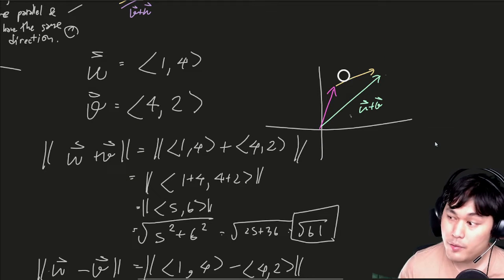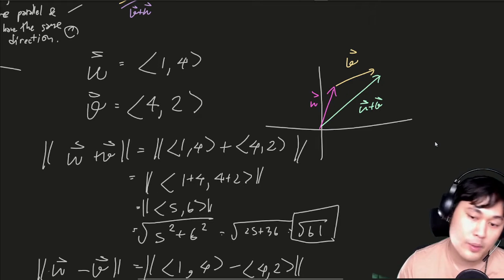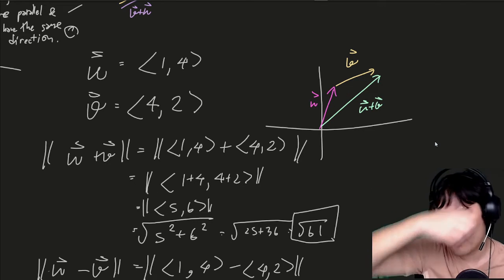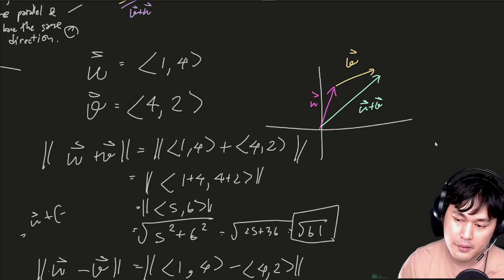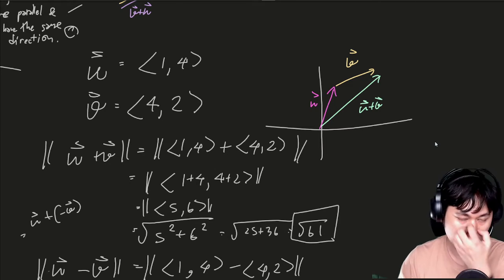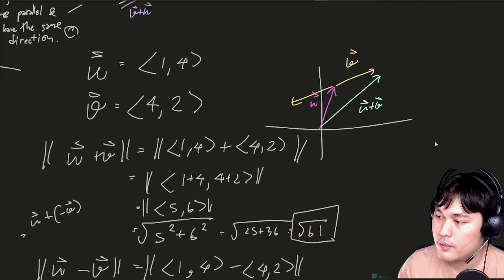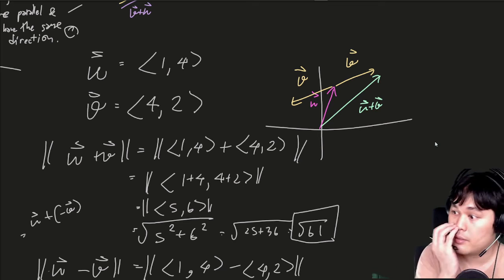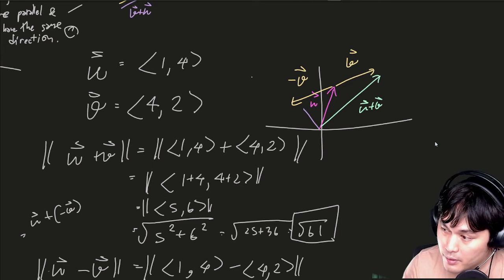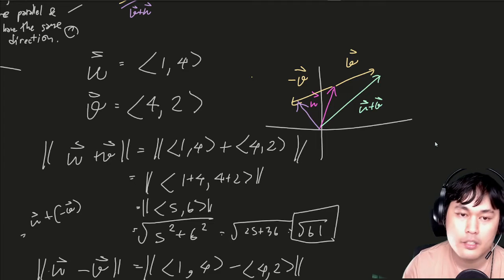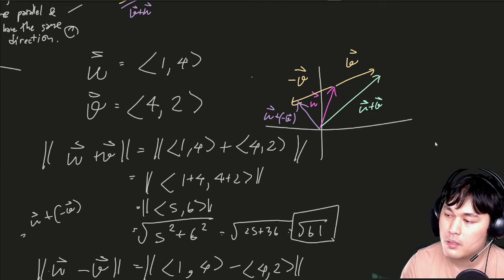So again, if you want to find u minus v, if you want to visualize u minus v, I suggest you visualize u plus minus v instead. So if v is in that direction, then minus v is in that direction. So you flip it, minus v. And that's the sum of those two. It is this purple vector, u plus minus v.